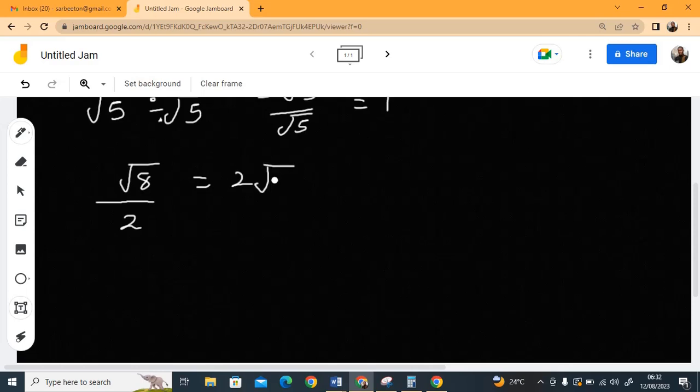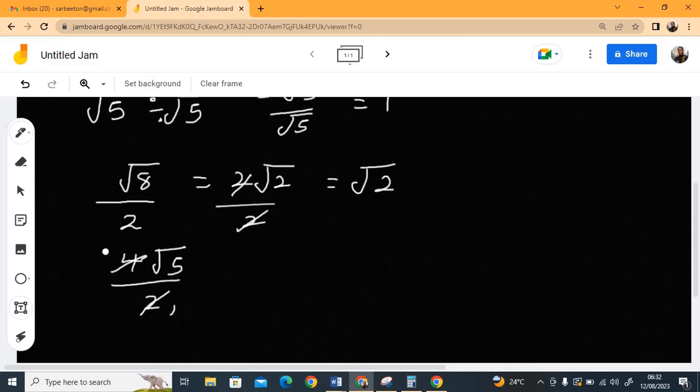Don't worry, I'm still going to explain this to you. I'm just showing what you're going to do. This 2 will cancel this 2, so the answer is root 2. Now if someone gave you, let's say, 4 root 5 over 2, this 2 will only divide what is there. So it will be 2 here, 1, 2, 2. So your answer here is 2 root 5.